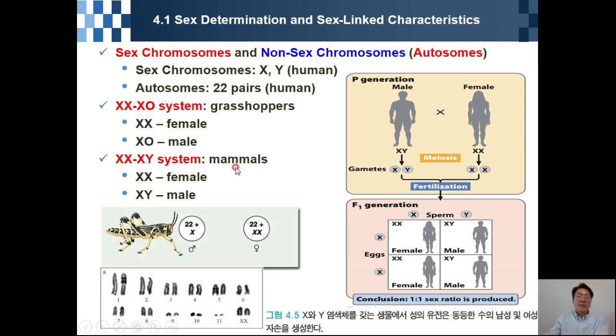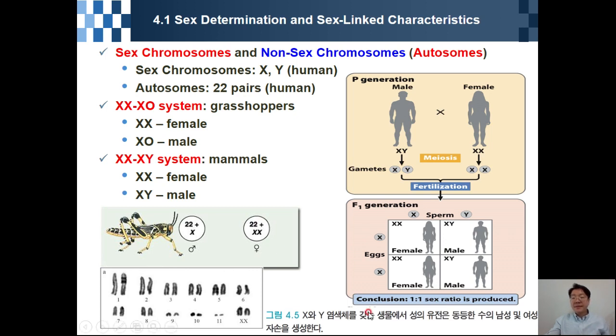In mammals, usually we use the XX and XY system. So this is one example in the human. In humans, XX is female and XY is male. So the XY male can produce haploid gametes, X or Y. The female can produce the haploid gamete X.